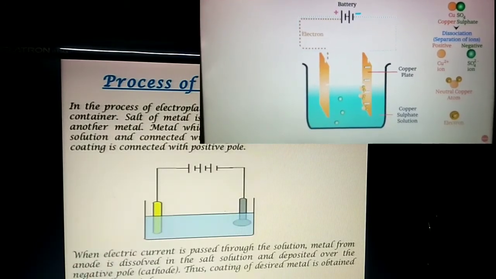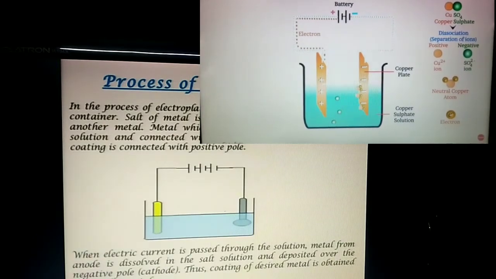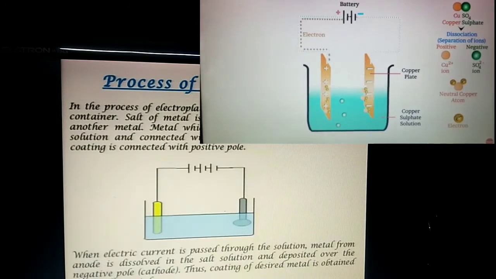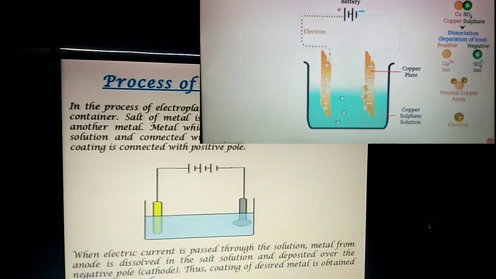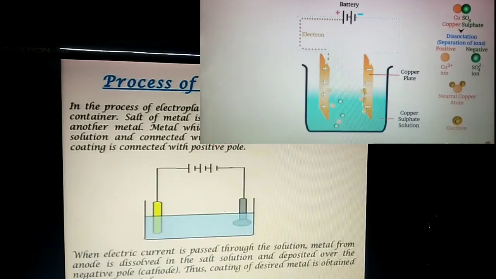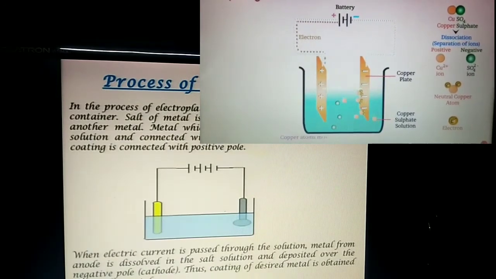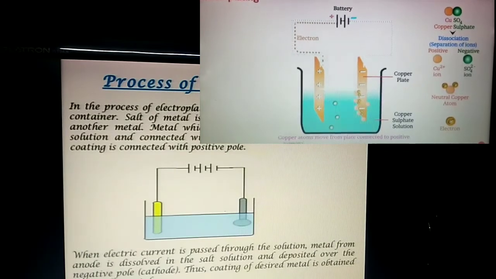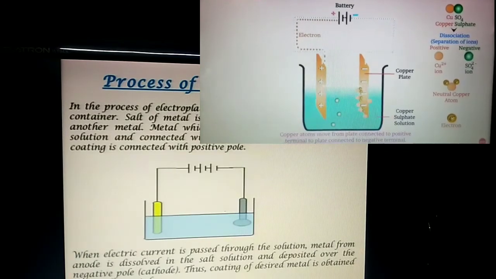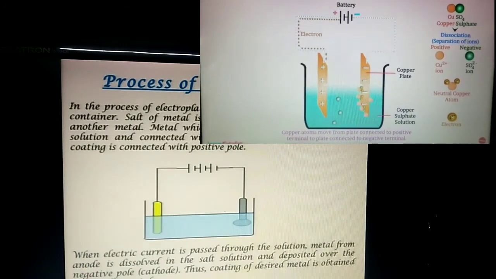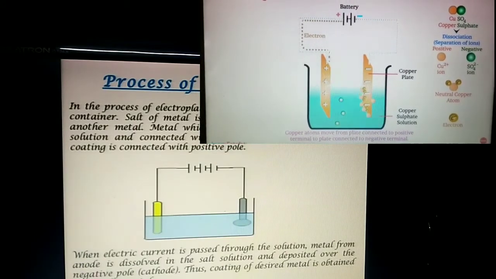Copper sulfate dissociates to form copper plus and sulfate minus ions. Then the iron statue is connected to the cathode, the negative terminal of the battery, and a clean copper plate will act as the anode. As electricity is made to pass through the solution, copper will get deposited on the iron statue.